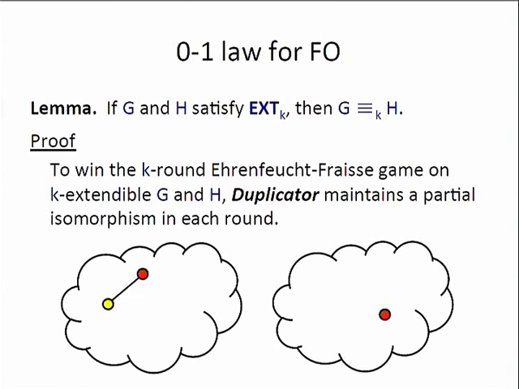So, if Spoiler plays some yellow element which has an edge, then we can find a yellow element which has an edge. And similarly, if he plays a blue element which has an edge only to the yellow and not to the red, well, then there exists some blue element which is adjacent only to the yellow and not to the red, simply by this k-extendability, and so on. And we can just match partial isomorphism for k rounds.